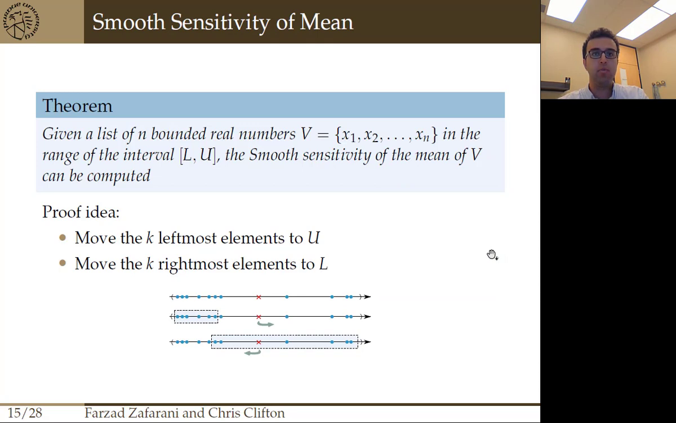Okay, so in the following theorem, we say how we can compute the smooth sensitivity of the mean. Given a list of n bounded real numbers v from x1 to xn in the range of the interval L to U, the smooth sensitivity of the mean can be computed. And the high-level proof idea is that we either move the k leftmost elements to U or move the k rightmost elements to L.